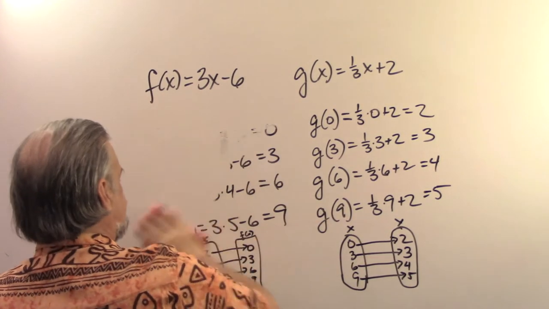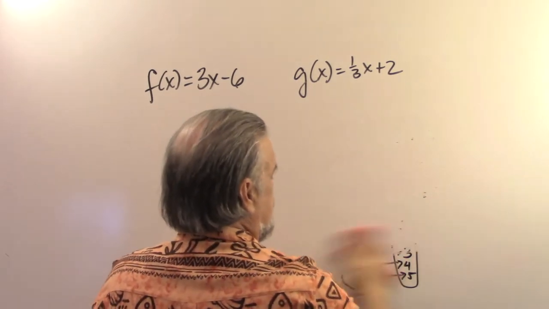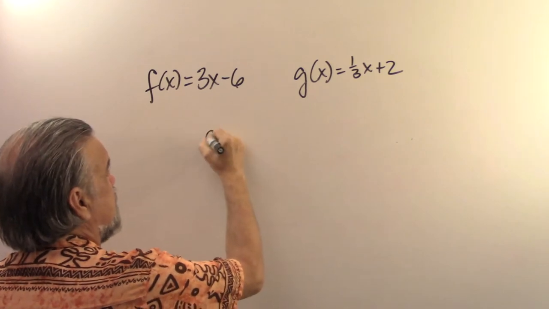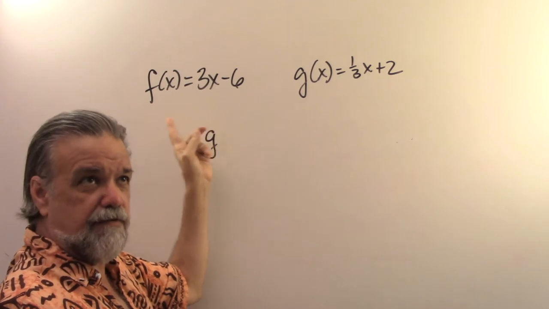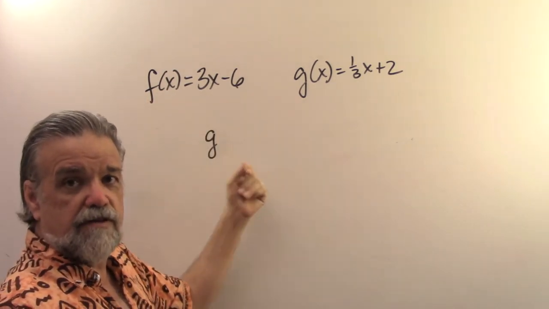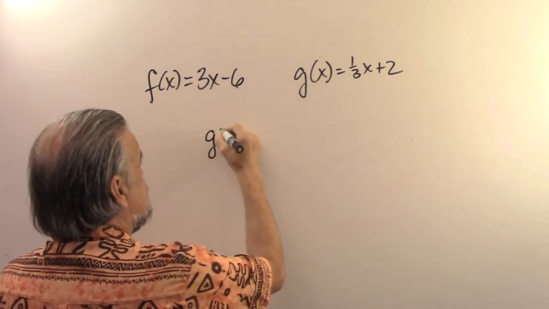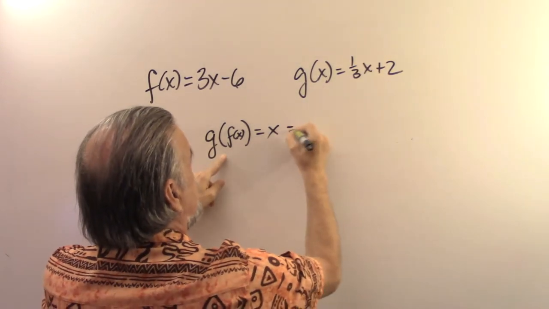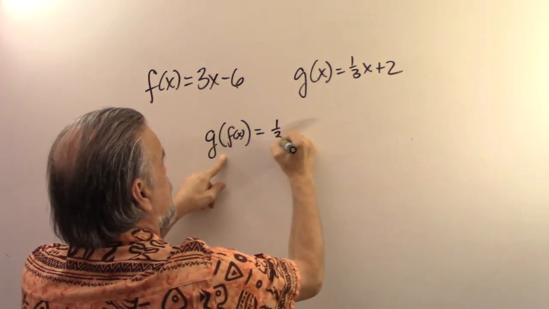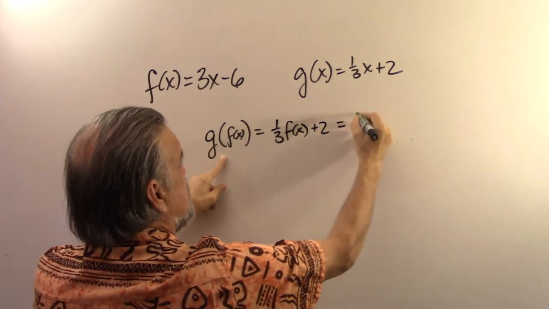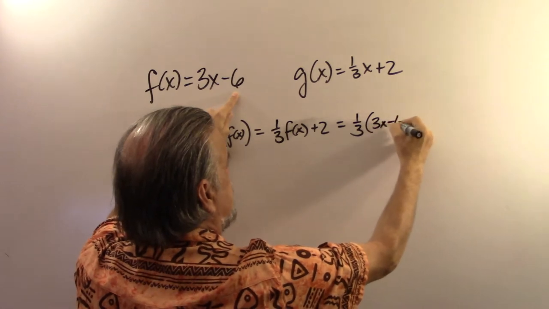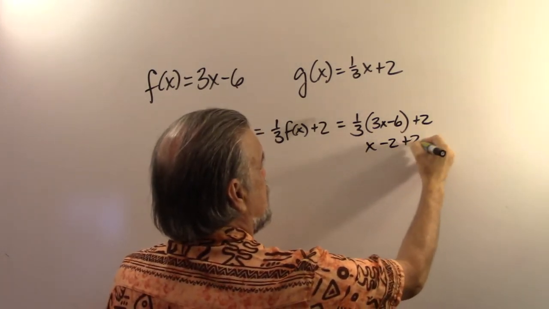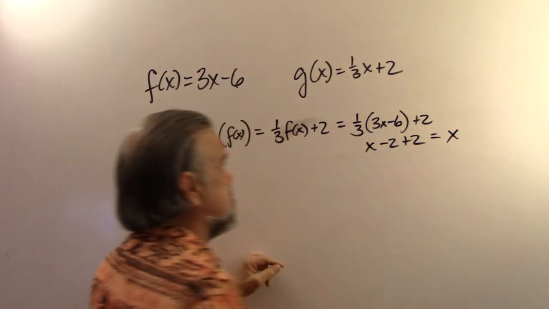So what that means is, if g really is an inverse of f, remember, the function f takes x and turns it into f of x. So that means g would take f of x and turn it into x. So that means g of f of x should equal x. All right, well, let's see. If I g something, that means I take 1/3 times that something, and I add 2 to it. So this is going to be 1/3 times 3x minus 6, and then I add 2. Okay, distribute the 1/3, and I get 1/3 times 3x is x. 1/3 times 6 is 2, plus 2, and sure enough, this equals x. So yes, it does work.